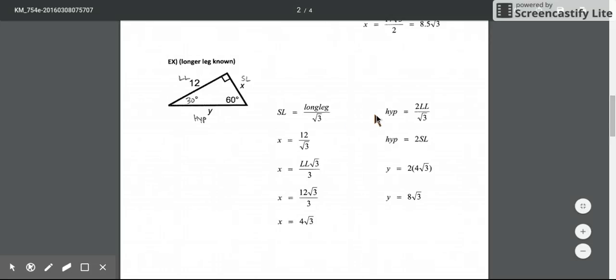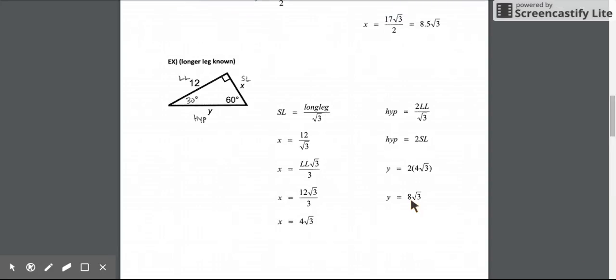If we didn't want to solve for the short leg first to find the hypotenuse, we could say that the hypotenuse is double the long leg and then divide by the square root of 3. And we could work that all through, and we would eventually end up with 8 times the square root of 3, just the same. So there's not just one way to do these types of problems.